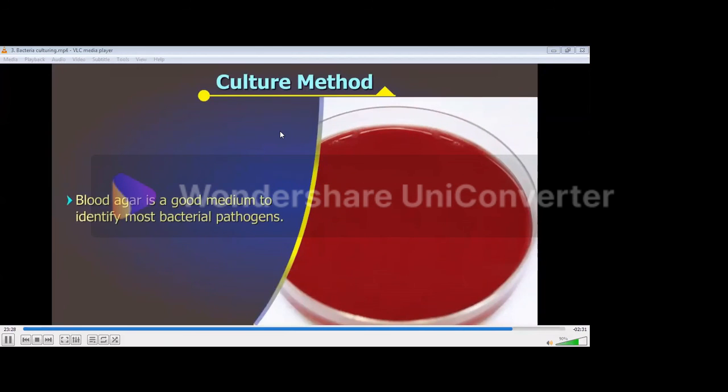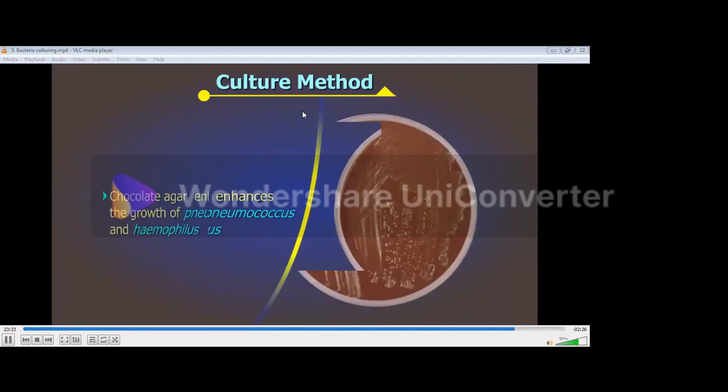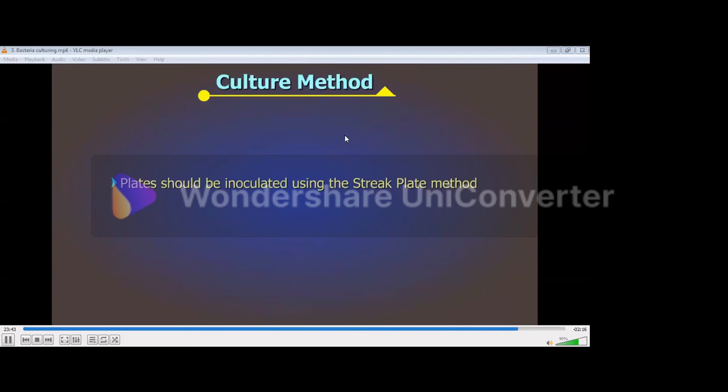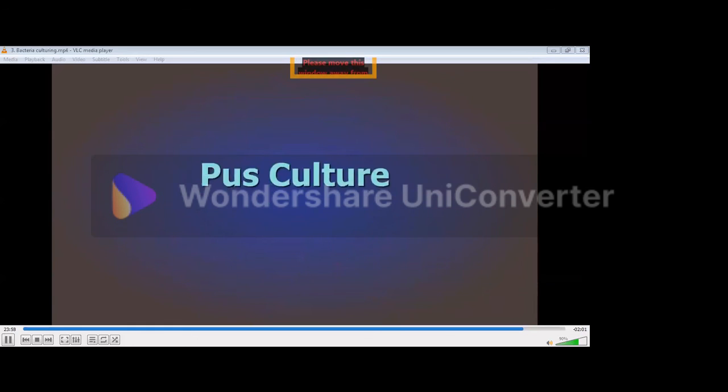Culture method. Material for smear preparation for staining and culture should be taken from the most purulent portion of the sputum. Blood agar is a good medium to identify most bacterial pathogens. Sometimes chocolate agar can also be inoculated as it enhances the growth of pneumococcus and Haemophilus. The plates should be inoculated using the streak plate method, which has been described before. The plates should be incubated for 24 to 48 hours at 35 to 37 degrees centigrade and then examined.